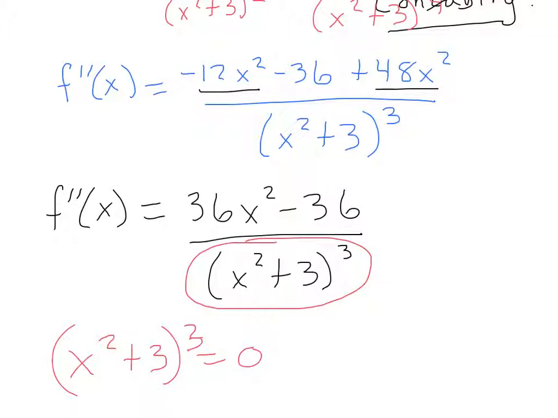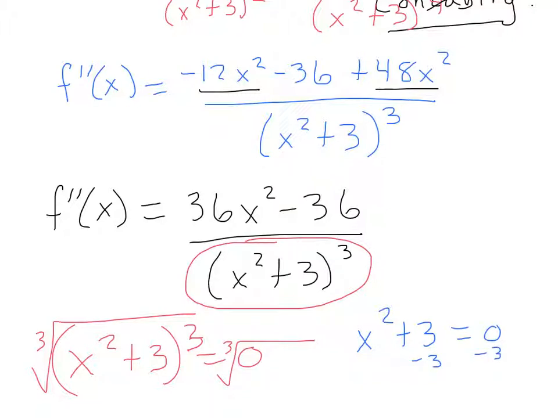Cubed, sorry. And so I'll cube root both sides. Okay, I'm going to cube root the left, and I'm going to cube root the right to get rid of the cubed. And what that leaves me with is x squared plus 3 equals 0. And then I'll subtract 3 on both sides. And so I have x squared equals negative 3. Is there any way I can square something and end up with a negative answer? No, so there's nothing that can make this function right here undefined. So I won't have any points of inflection on account of the denominator.